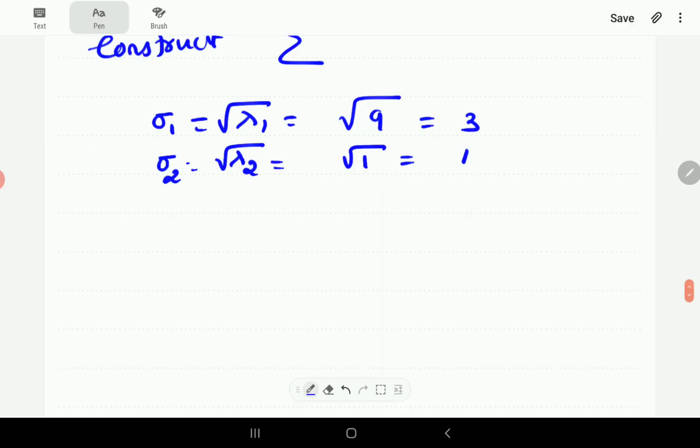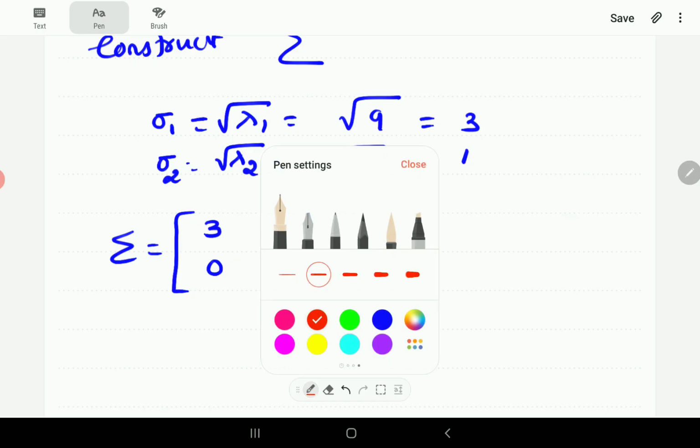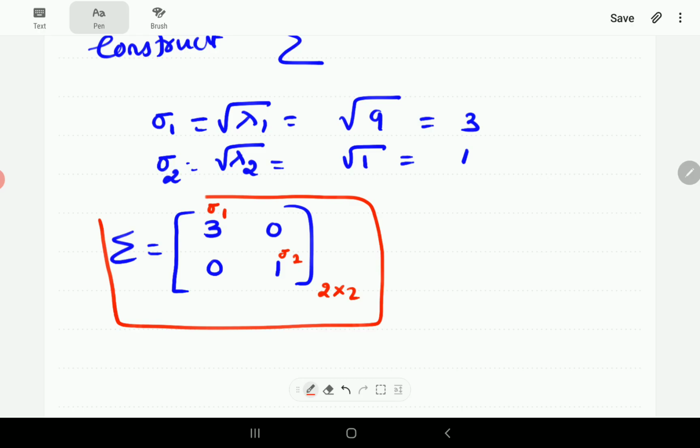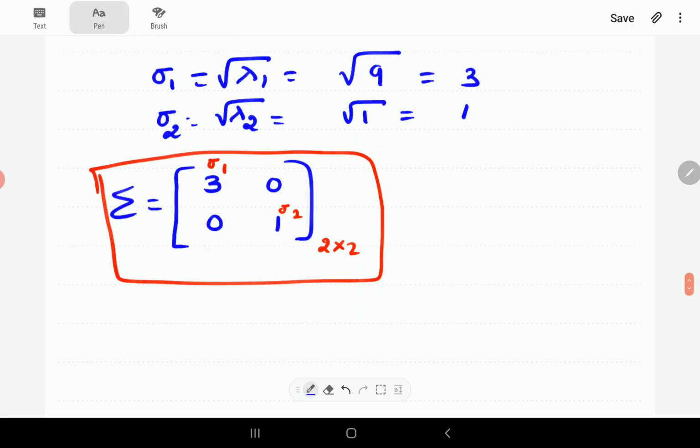As you know that sigma is also of order A. Since A is of a 2 cross 2 order, so our sigma is also of a 2 cross 2 order with 3 0 0 1. So here clearly you observe, this is your sigma 1 and this is your sigma 2, and the order is 2 cross 2. So we have constructed here sigma and V. Now we are left to construct U.